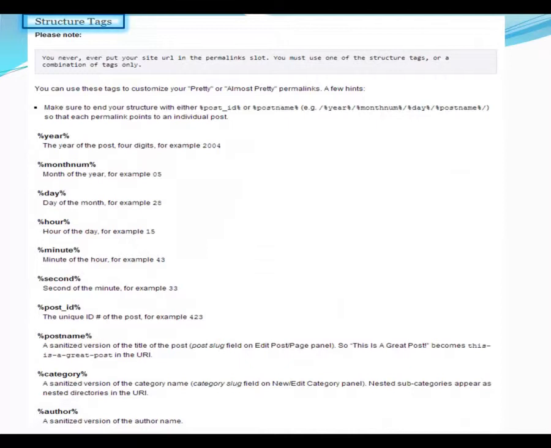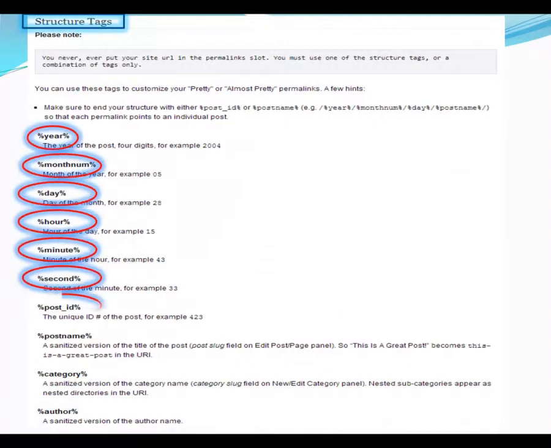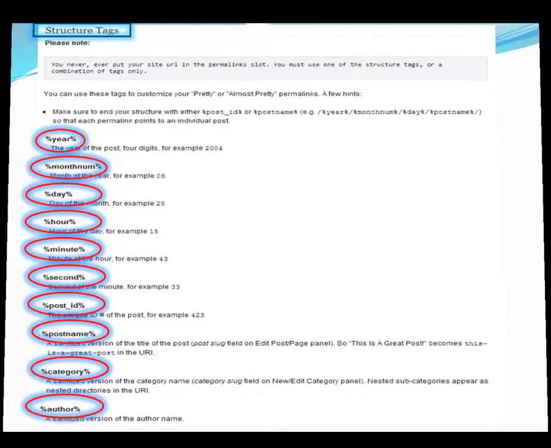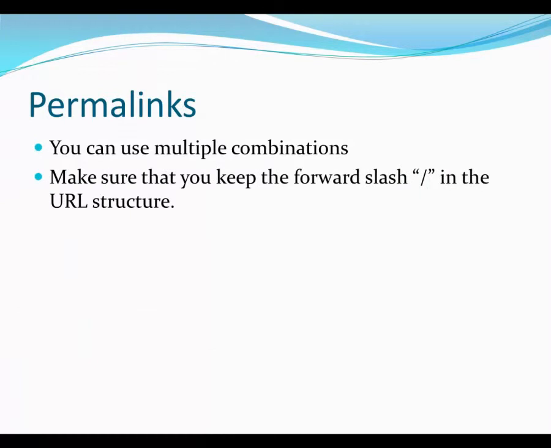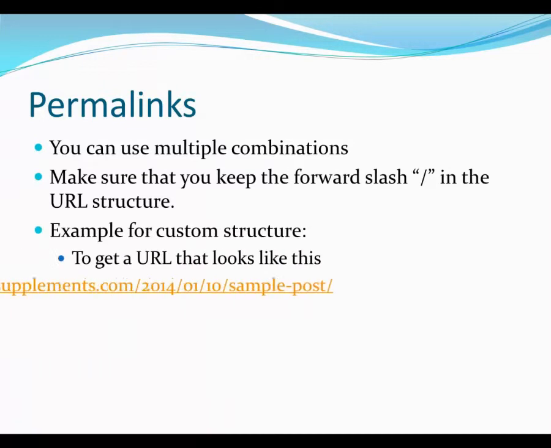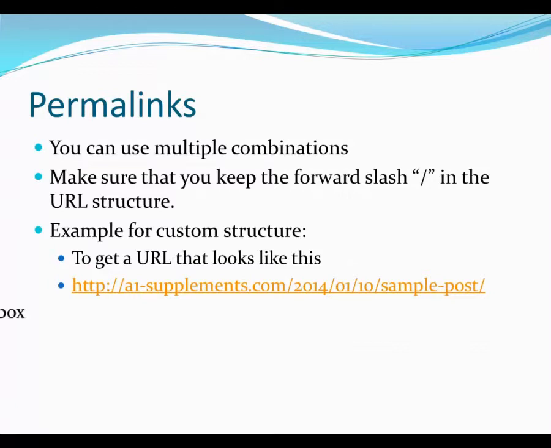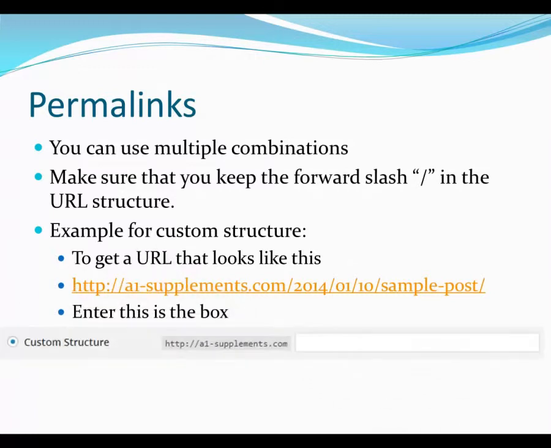If we scroll down on this page, this is the section of that page, and we have all these different codes that we can use within our permalink structure: year, month, day, hour, even the second. So you can use multiple combinations of the permalink. Just make sure that you have that slash in the URL structure. So for example, if we want a permalink that looks like this, a1supplements.com, we have the year, the month, the day, and then the name of the post. We would enter this in the box: year, month, day, just like that, from the codes that we took from WordPress.